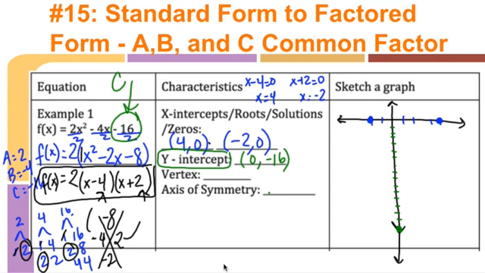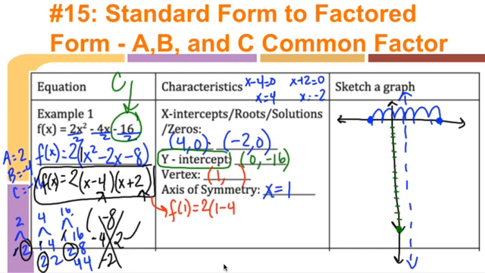Okay. And now I want to find the midpoint for the axis of symmetry. So I've got 1, 2, 3, 4, 5, 6 spaces. So half of that is going to be 3 spaces, right at x equals 1. And then I can substitute that axis of symmetry to find the vertex. I'm going to use this second equation here. So f of 1 equals 2 multiplied by 1 minus 4 multiplied by 1 plus 2.